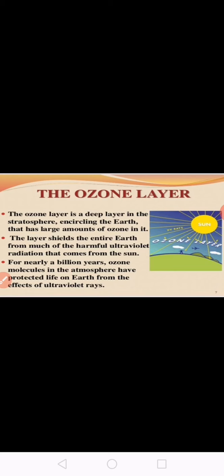The ozone layer is a deep layer in the stratosphere encircling the Earth that has large amounts of ozone in it. The layer shields the entire Earth from much of the harmful ultraviolet radiation that comes from the sun. For nearly a billion years, ozone molecules in the atmosphere have protected life on Earth from the effects of ultraviolet rays.